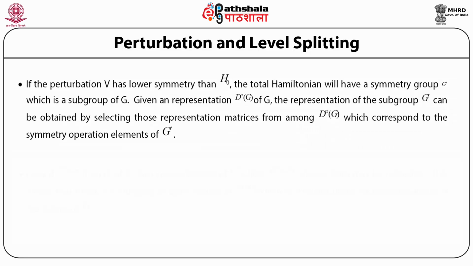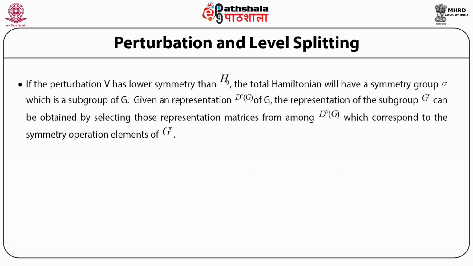The total Hamiltonian H will now be invariant only under the symmetry transformations common to both the symmetry of the unperturbed Hamiltonian H naught and V, which means that G prime is also a symmetry group of the total Hamiltonian H. Consider the perturbation V. If this perturbation has lower symmetry than the unperturbed Hamiltonian H naught, the total Hamiltonian will have a symmetry group G prime, which is a subgroup of G. G is the group under which the unperturbed Hamiltonian H naught is invariant, and V has a symmetry lower than H naught. Therefore, the total Hamiltonian, which is H naught plus V, will have a symmetry group G prime, which is a subgroup of G.